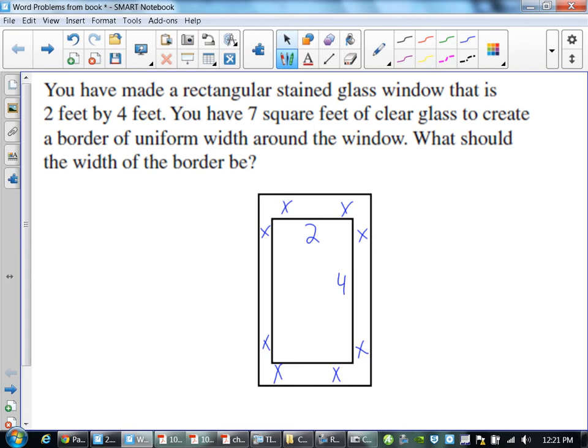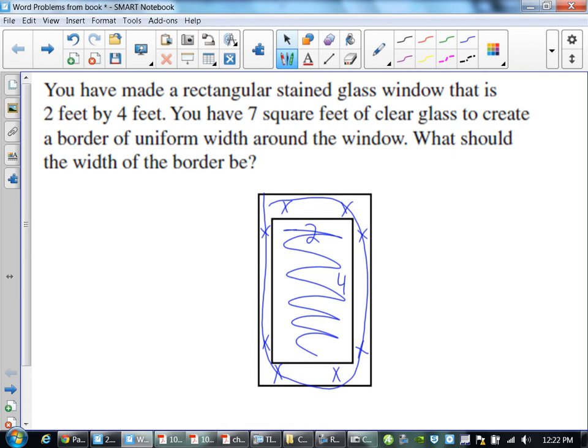Here, you're bordering it with clear glass. So here's what you have. You have this inside dimension, and you're trying to figure out what that dimension should be. Well, you know the area, the square footage wise, of the border. It's 7 square feet. What's the area of the actual glass picture you made?